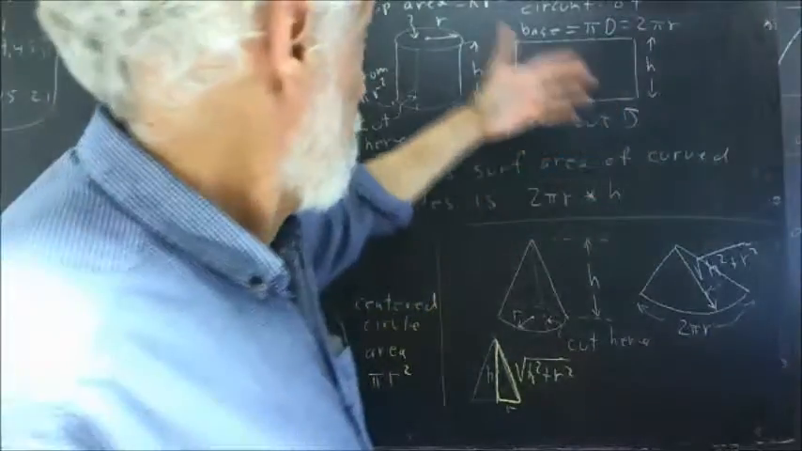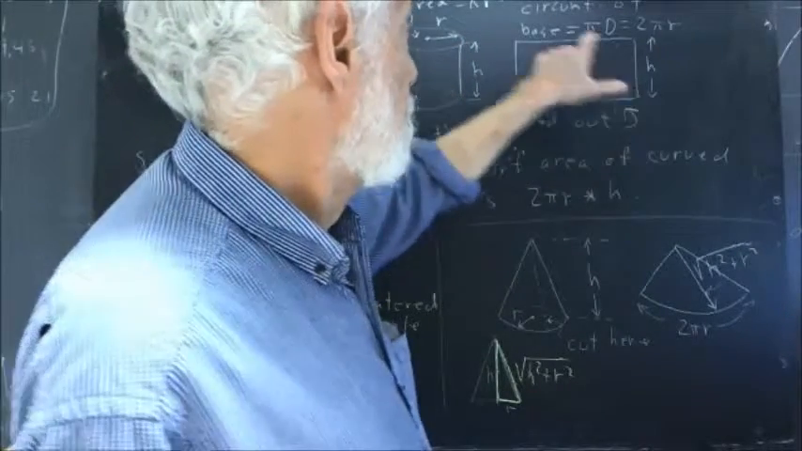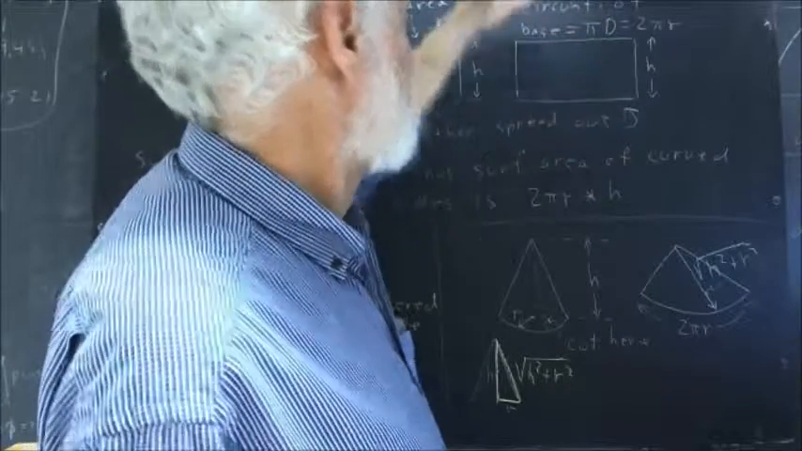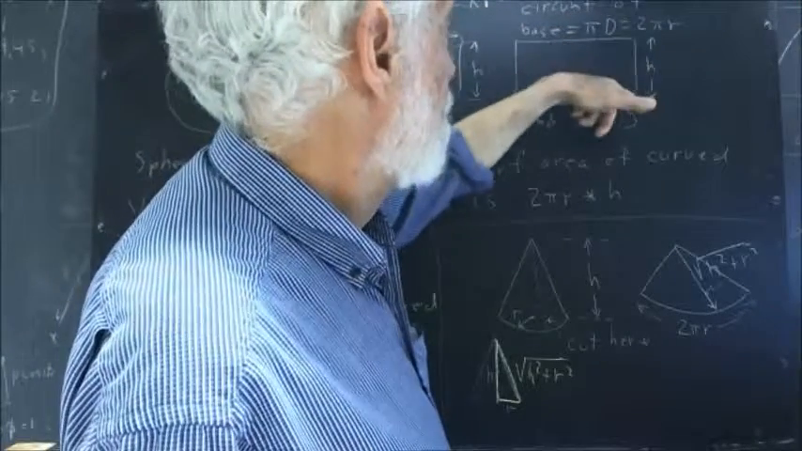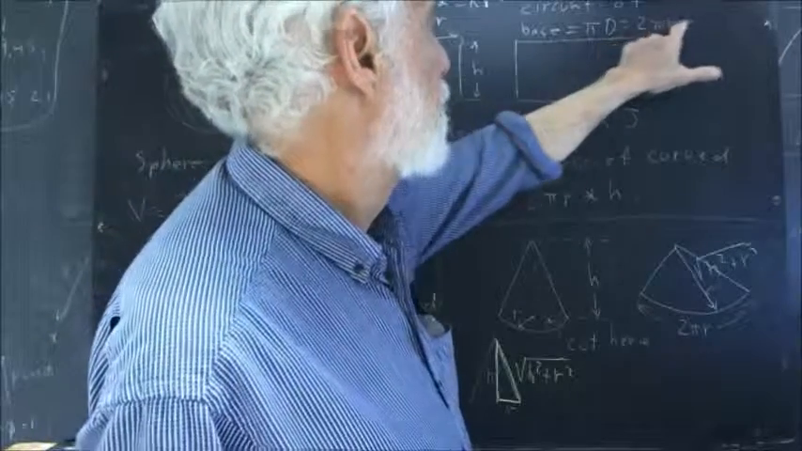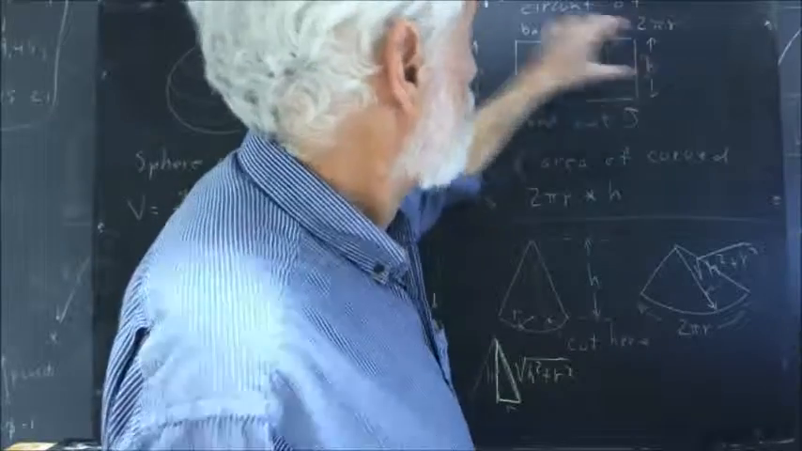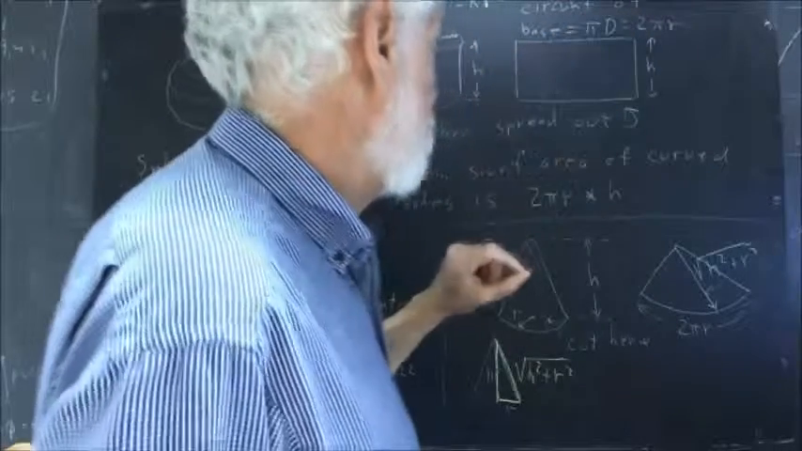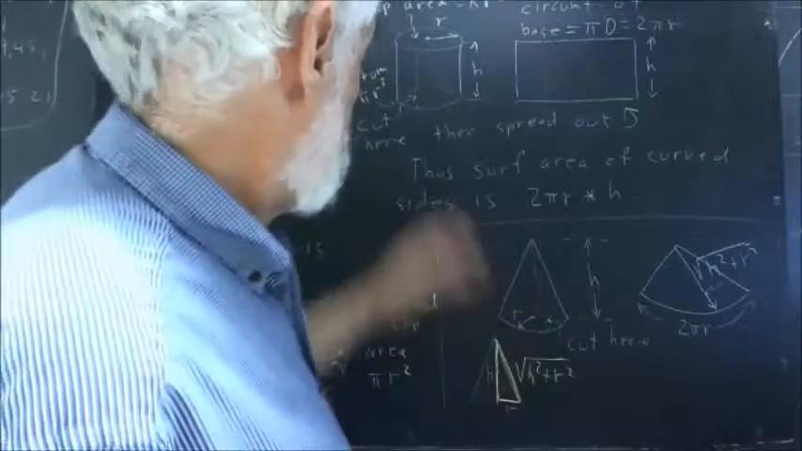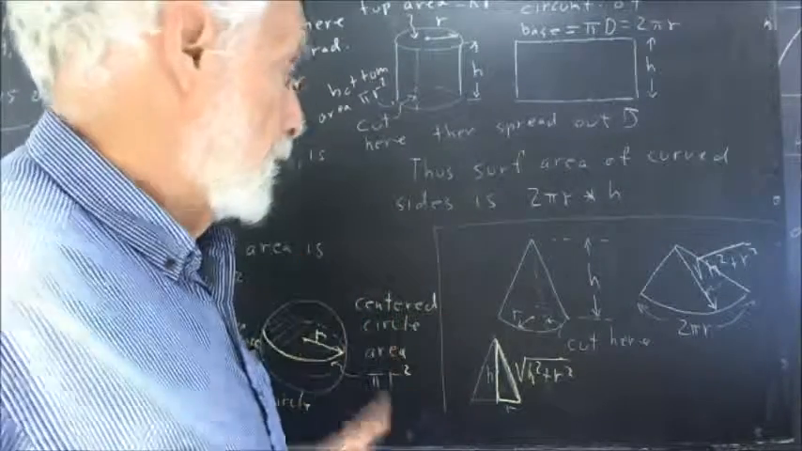So it's very clear then that the surface area of the curved portion of the cylinder is going to be equal to the circumference of the base times the height. The circumference of the base is just pi times its diameter, which is 2 pi times its radius, so this area is going to be 2 pi r, the length, by h. So the area of the curved surface is 2 pi r times h. And that's not a formula that's handed down on a stone tablet. That's a formula that's very easy to figure out.